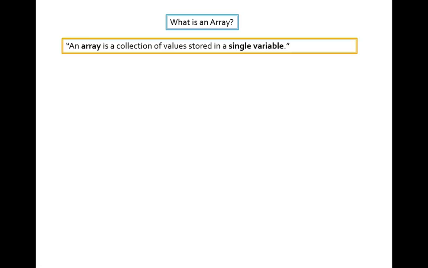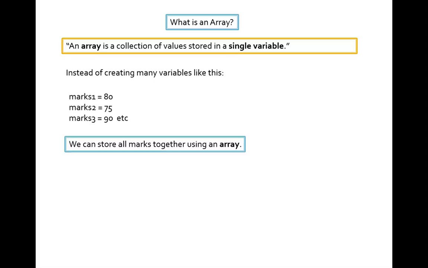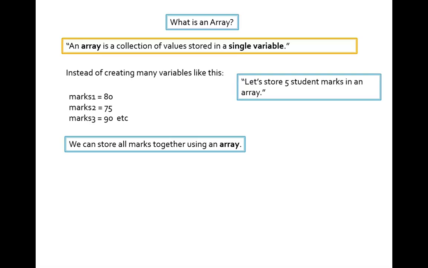So let us see what is an array. Before getting into the formal definition, let us see the basic concepts of an array. An array is a collection of values stored in a single variable. Instead of creating many variables like this, marks1 equal to 80, marks2 equal to 75, marks3 equal to 90, etc., we can store all the marks together using an array.